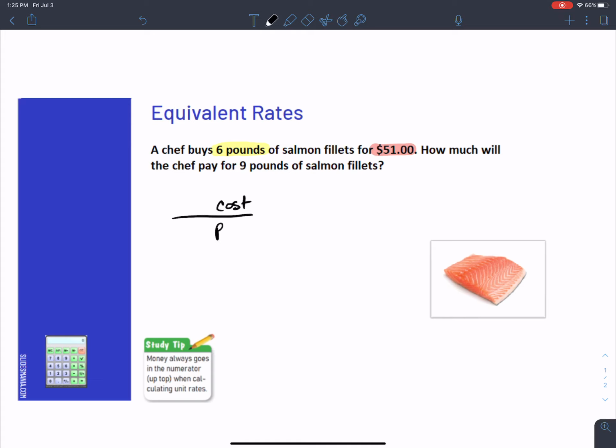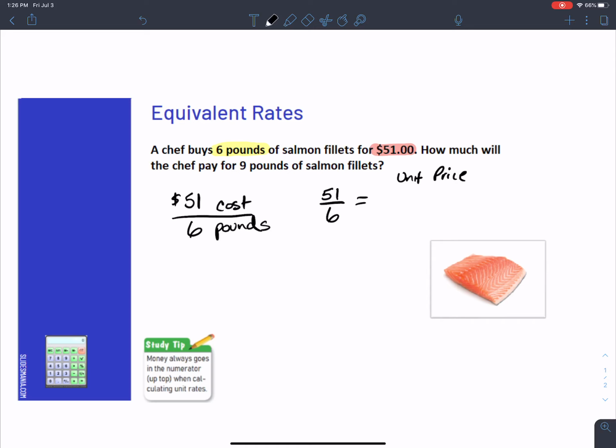All right. And then we're also talking about pounds. All right. So it says that we had 6 pounds. That has to go in the denominator because that's where we're referring to pounds. And the cost was $51. So we put that in the numerator. So we have 51 divided by 6. When we get this, it will give us our unit price.